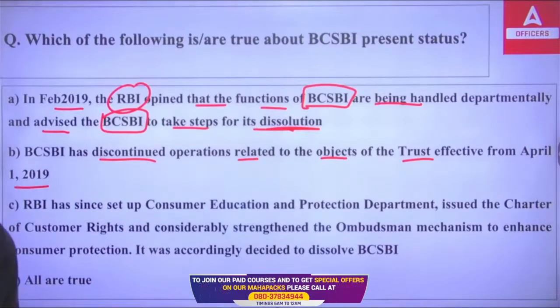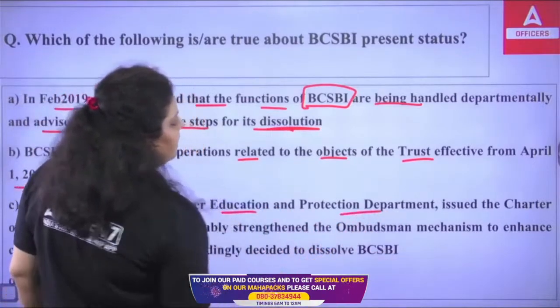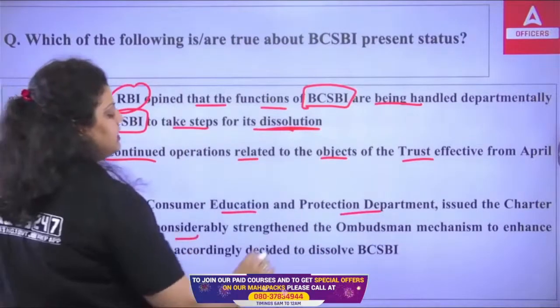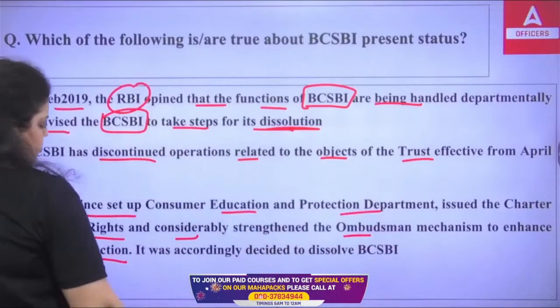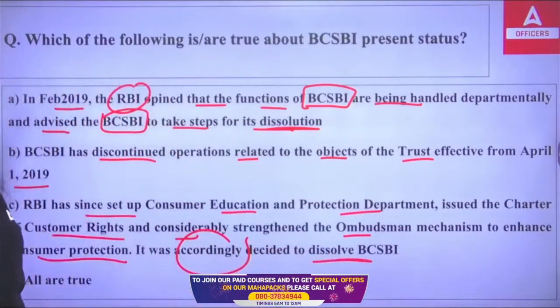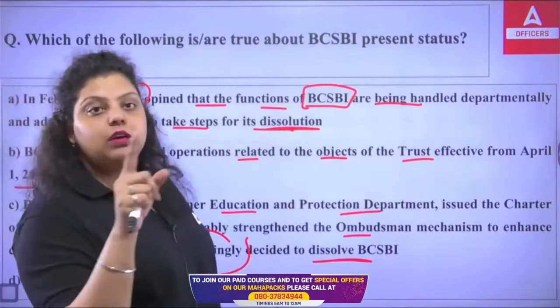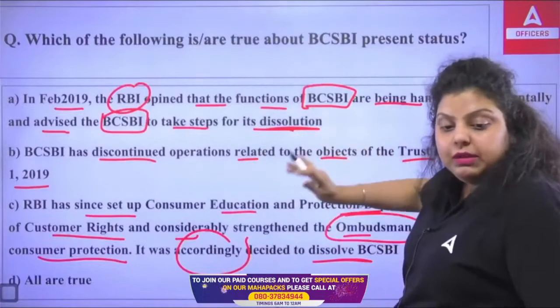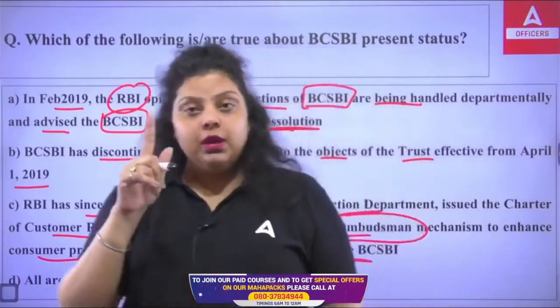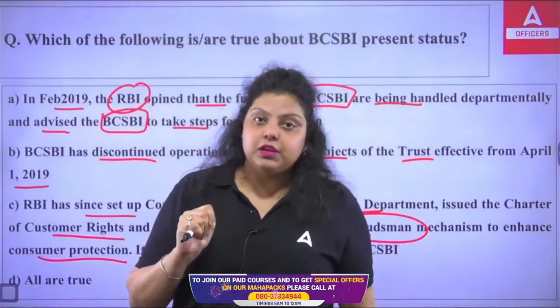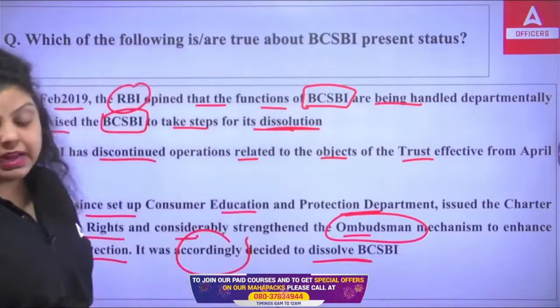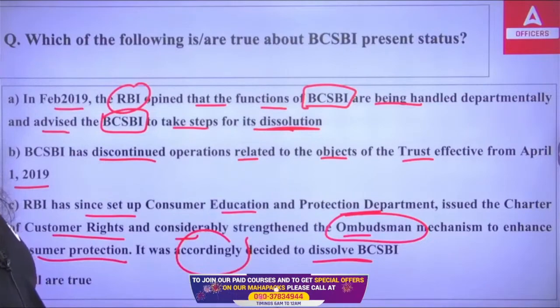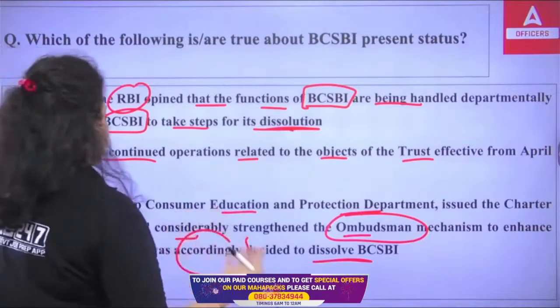Third, RBI, since it set up the Consumer Education and Protection Department, issued the Charter of Customer Rights and considerably strengthened the ombudsman mechanism to enhance customer protection. So it was accordingly decided to dissolve the BCSBI. Like if you are dissolving the BCSBI, who is going to take care of the frauds or all of the complaints of the customer? So for that, you have to make the ombudsman strong. And that's what RBI did by merging three ombudsman schemes: the banking ombudsman, the ombudsman scheme for NBFC, and the ombudsman scheme for digital transactions. All these three have been merged and a single scheme has been introduced, named the Integrated Ombudsman Scheme, by the Reserve Bank of India in 2021. So we have strengthened the enforcement mechanism.